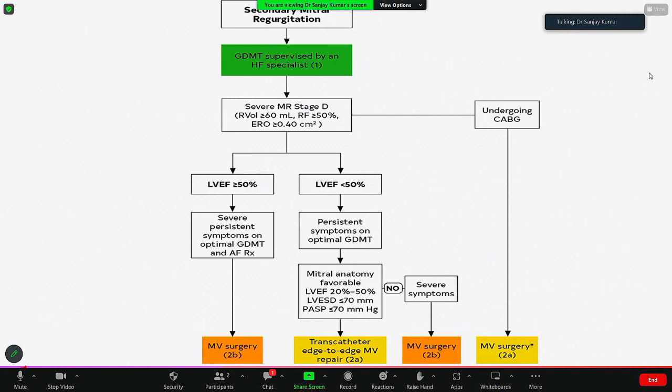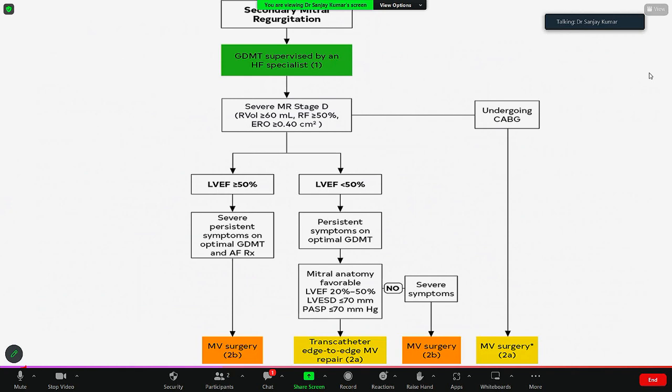If the ejection fraction is more than 50, and there is severe and persistent symptoms despite being on optimum GDMT, and the patient has been on atrial fibrillation treatment, then in that case the patient needs to be subjected for mitral valve surgery, and that forms the class 2B indication.